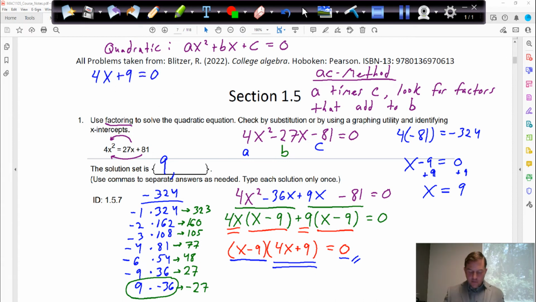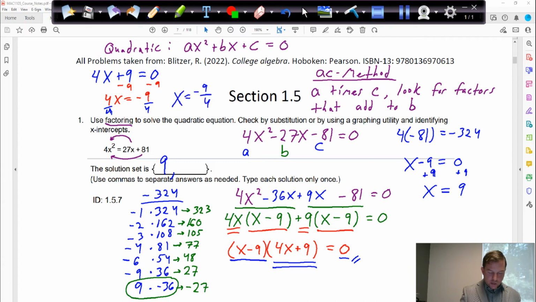The idea being, if either of these two bubbles is 0 because it's being multiplied, it's going to wipe out everything. So if any of these two bubbles is 0, the whole thing is 0. So we just have to solve both of them. So on this one, I'll subtract 9 from both sides and get 4x equals minus 9. And then I'll divide both sides by 4. And we'll get 1x equals minus 9 over 4, which doesn't simplify. So we have minus 9 over 4.